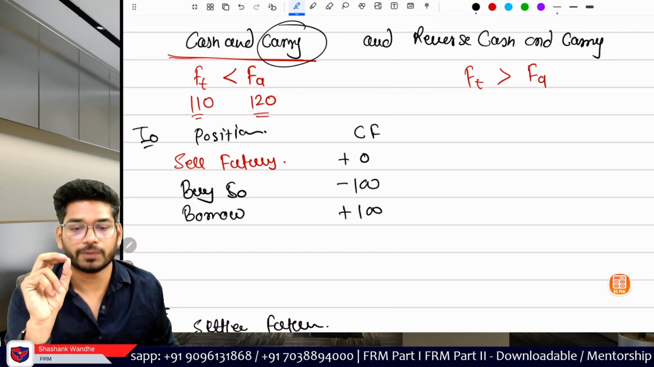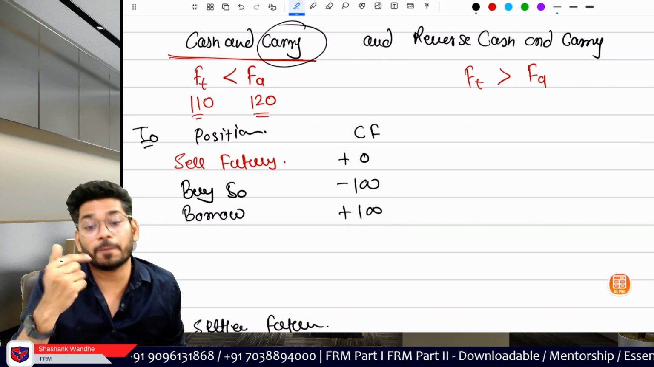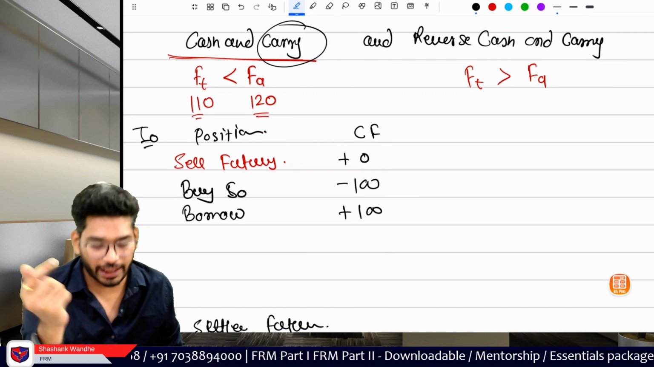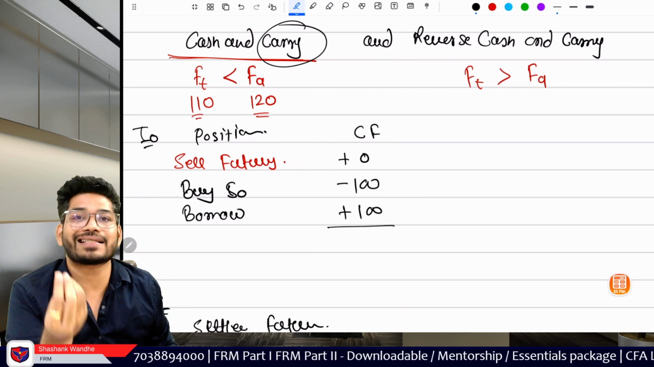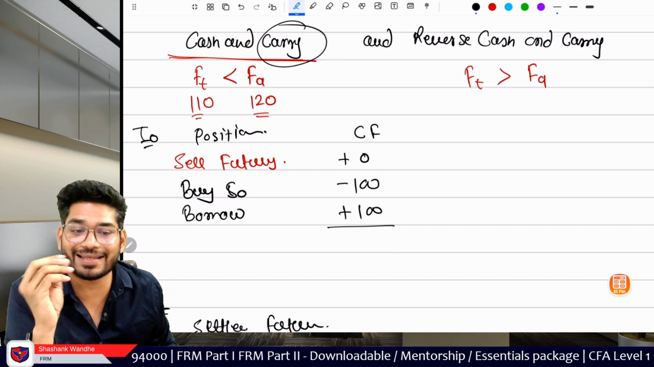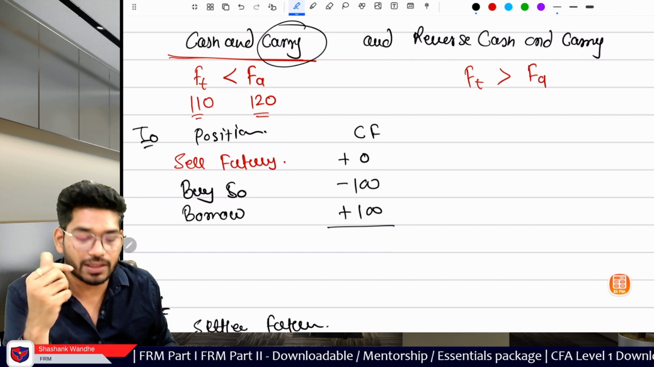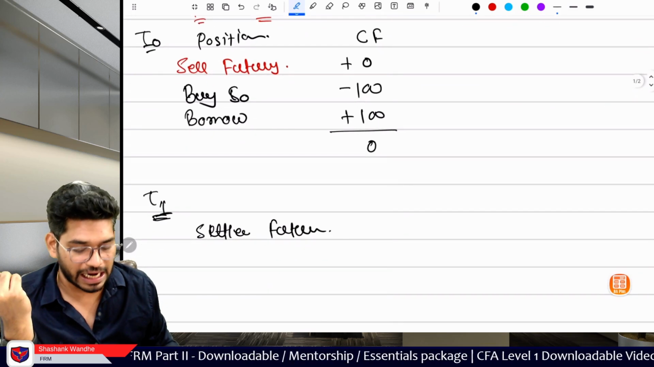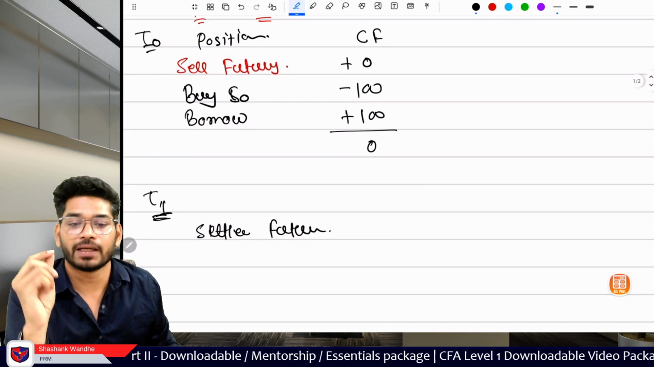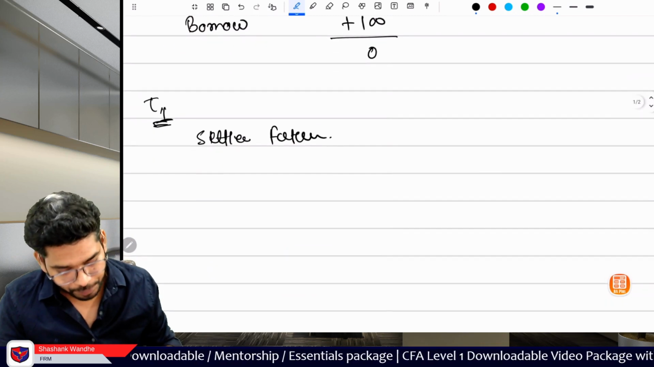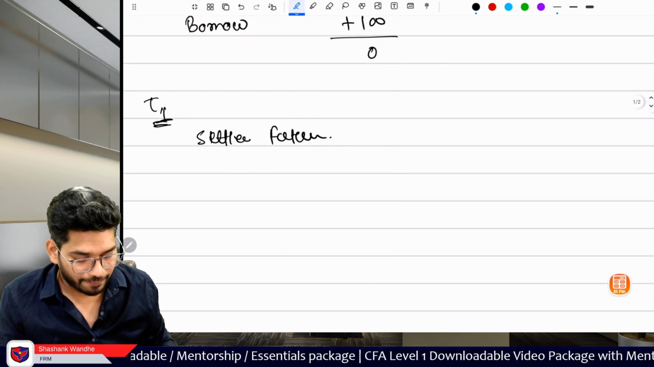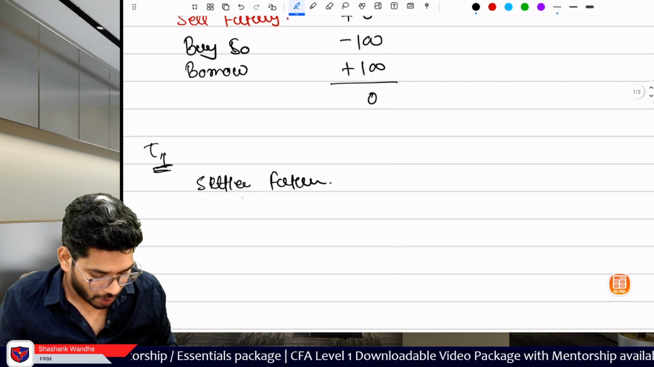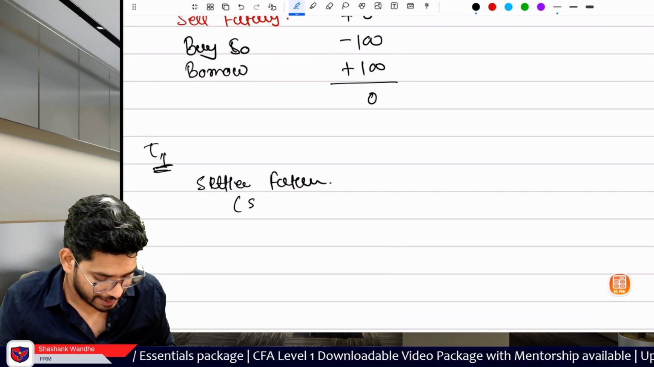So you borrow 100, you buy the security, or the underlying S0, at 100. So you borrowed plus 100, you purchased the underlying at 100. So plus 100 minus 100, the total of the cash flow is 0 here. You will carry your asset till T1. And here, remember, you have to settle this contract. To settle this contract, what we will do? We will sell the underlying.